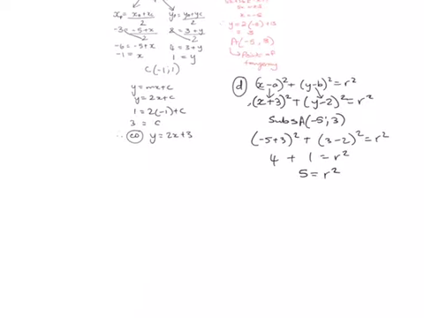So your equation, you bring it from this step: x plus 3 all squared plus y minus 2 all squared equals 5. Remember, we want r squared. We don't want r by itself.